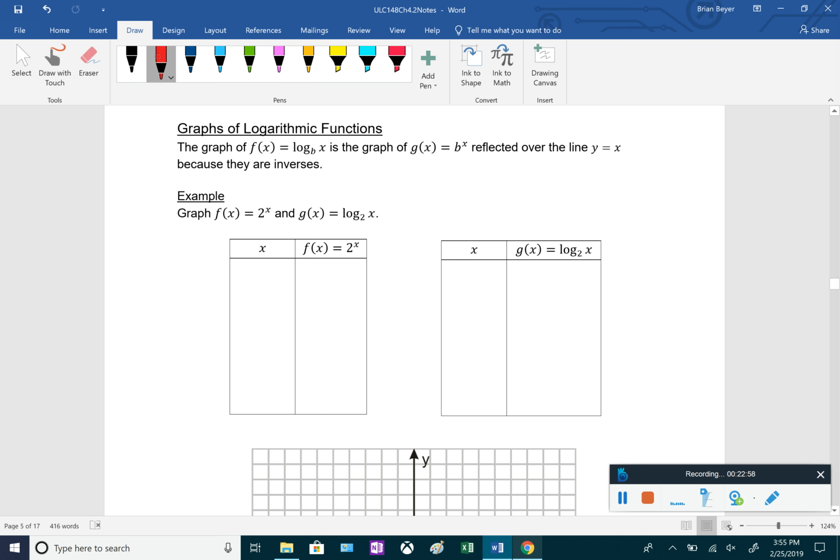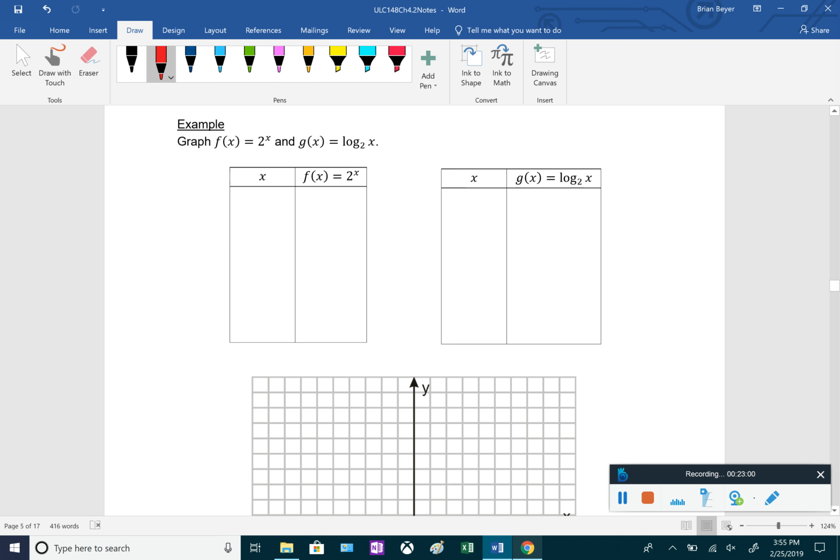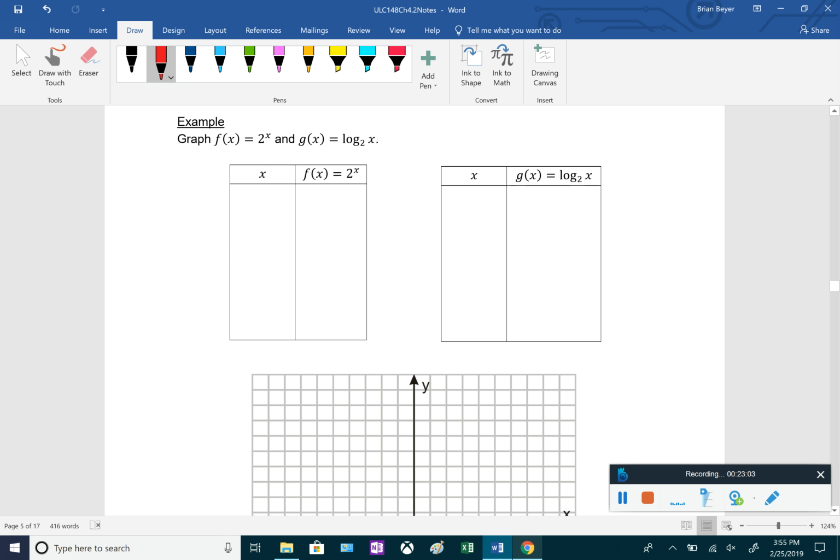So I set up these tables. For this first table here, for 2 to the x for the exponential, I'm going to plug in some values. I'm going to plug in -2, -1, 0, 1, and 2. So if we plug that in, 2 to the -2 is 1 over 2 to the positive 2, which is 1/4. 2 to the -1 is 1 over 2 to the positive 1, so 1/2. 2 to the 0 is 1, 2 to the first is 2, and 2 to the second is 4.